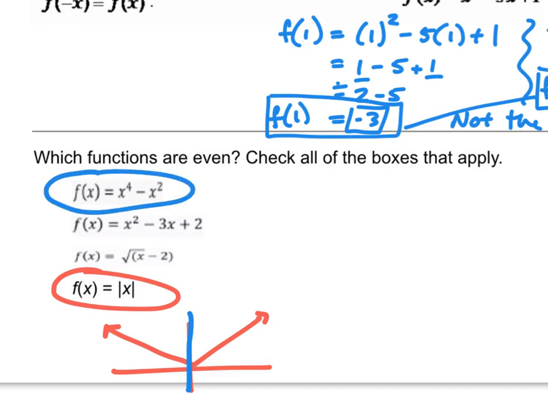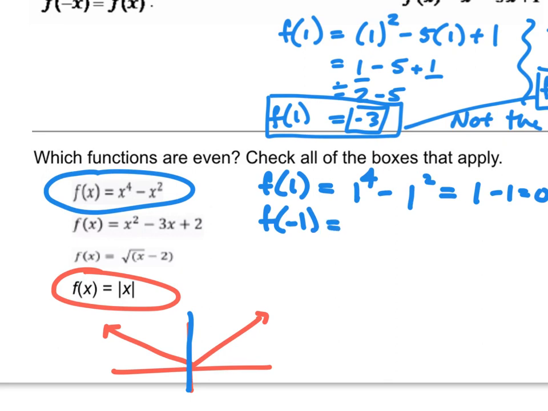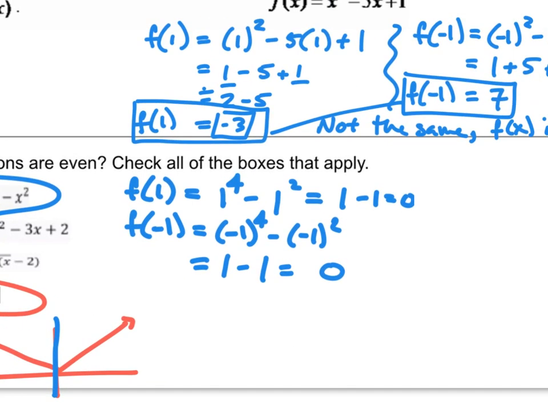The reason is that on that one, if I take f of 1, let's plug in 1. That's going to give me 1 to the 4th minus 1 squared. 1 to the 4th is 1, minus 1 squared is 1, which gives me a value of 0. If I plug in negative 1 into that function, I get negative 1 to the 4th minus negative 1 squared. Negative 1 to the 4th is positive 1, and minus negative 1 squared is also minus 1, so 1 minus 1 gives me 0. So these are the same: you get the same y value of 0.